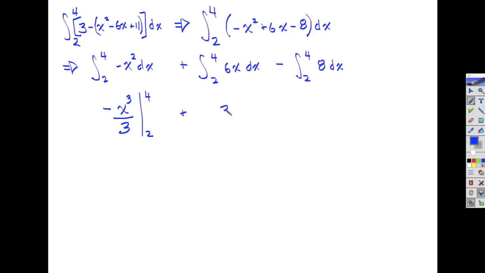3x squared, evaluated from 2 to 4. And then we're going to subtract here. What is this going to be? Negative. Sorry. Is it 8x? 8x. So yes, you are correct. It is 8x, but there is a shortcut.